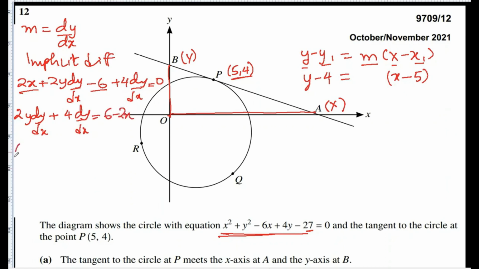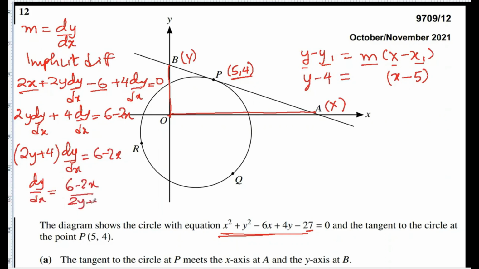So we'll take dy over dx common from this. So (2y plus 4) dy over dx equal to 6 minus 2x, and that's why dy over dx is (6 minus 2x) divided by (2y plus 4). But for m, we need to have a specific value. And for that, what will we do? We'll substitute the values of the point where this tangent is. So we will just find dy over dx at x equal to 5 and y equal to 4.